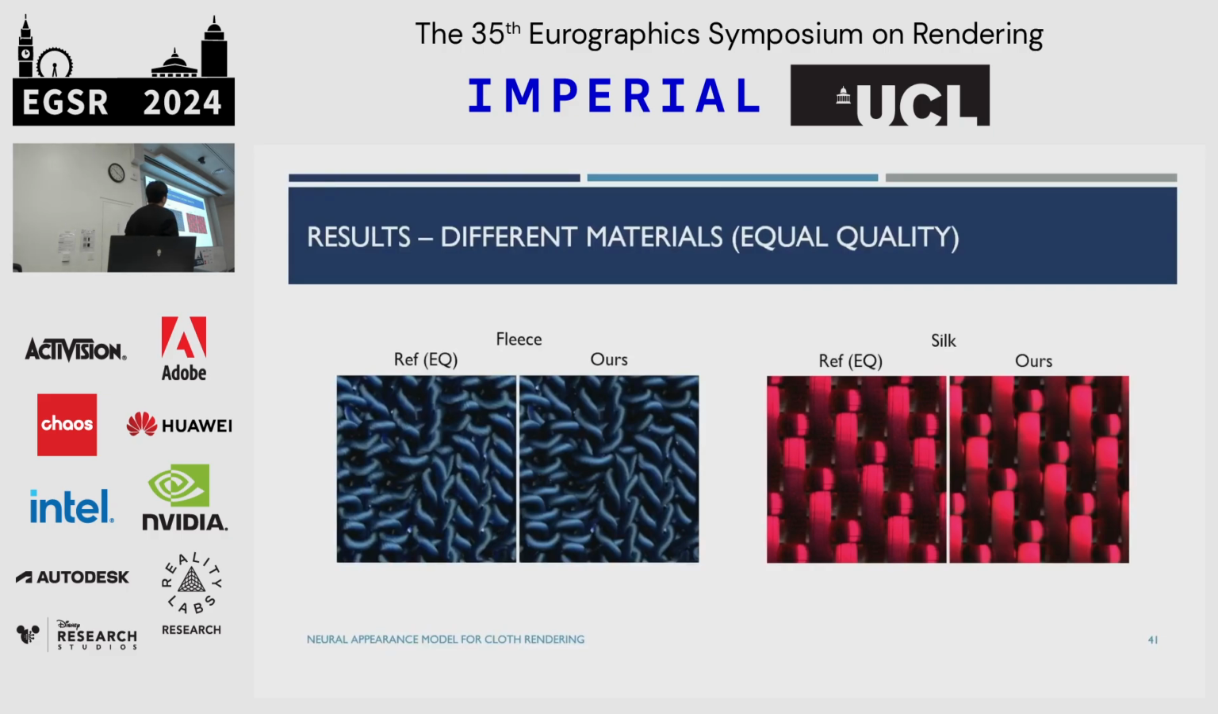It takes much more computation, due to the way the light scatters. It's inherently slow, and you can see that in equal time, using fiber-level rendering, there's lots of noise and variance, and so on.